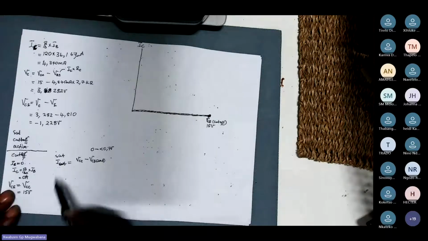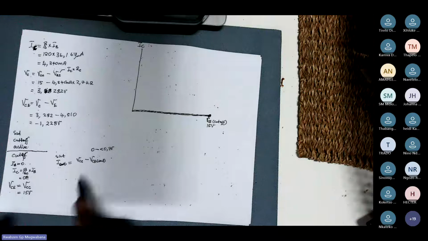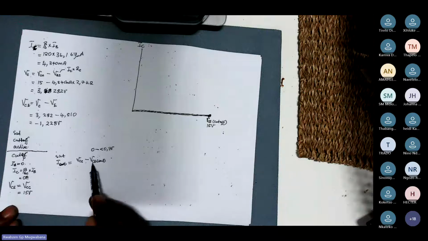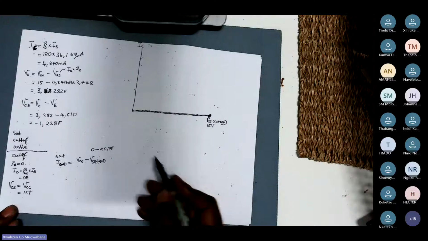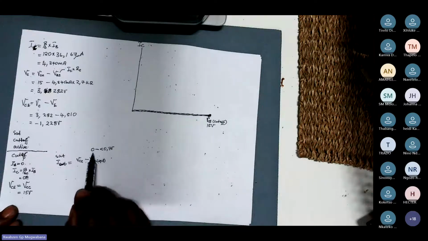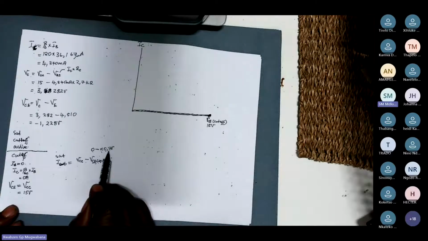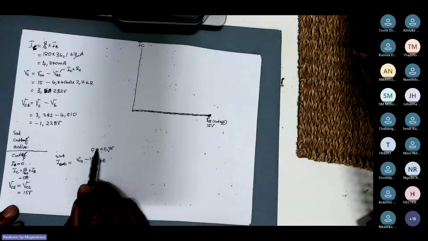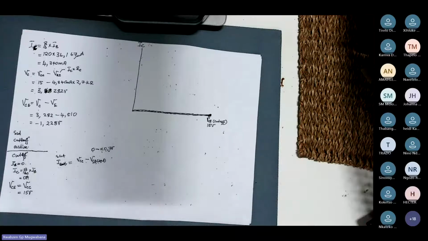Now, during the saturation, I will say VCC minus VCE at saturation. What is VCE at saturation? You go and check. It's between 0 and less than 0.7 volts, which means anything like 0.1, 0.2, 0.3, 0.4, 0.5, 0.6. But usually it will be from 0 up to 0.3.